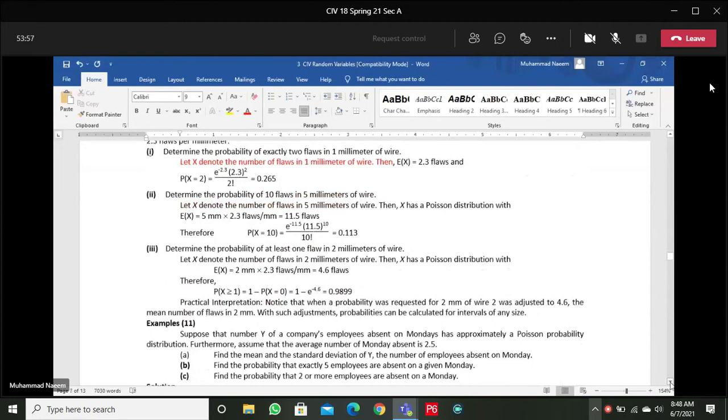Now try to go through these solved problems. You just have to define your variable, its range, and value of P. All three in this case should be compatible. Then define mu if you have decided to use Poisson distribution. Define mu and the formula for Poisson distribution. And then come to the requirement.